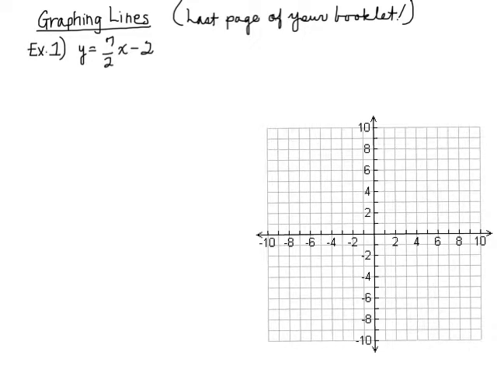Alright, I want you to look at the very last page of the booklet that I gave you the other day. It says graphing lines on the top. You've got 6 questions. Your first one is the one I'm going to use as the example. This is a linear relation, so it says y equals 7 over 2 times x minus 2. And we're going to solve for y using a table of values.